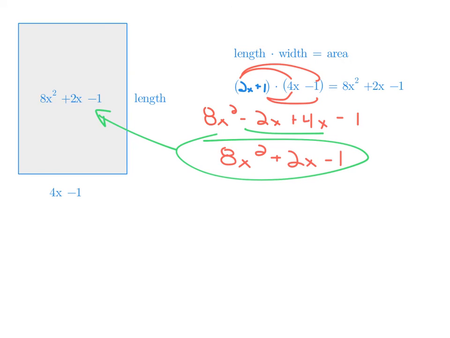So this then becomes what you were looking for. And again, how did you do it? Well, you already know what one of them is. So you can say, well, what multiplies with 4x to get 8x squared? That's the first term. What multiplies with -1 to get -1? That's the last term. And then just check and make sure that it works. Hope that's helpful.